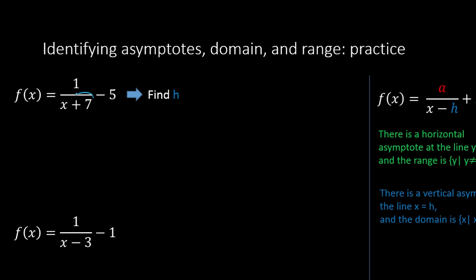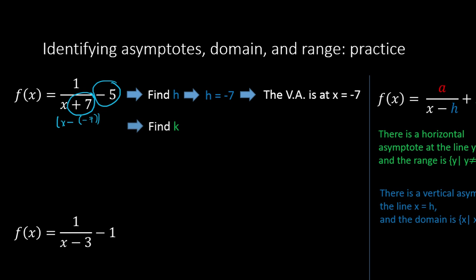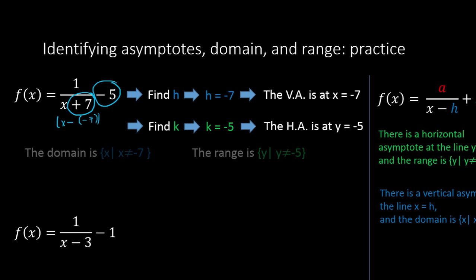Notice that I have this addition in the denominator happening and this negative 5. So again, I find h. I rewrite this as a subtraction, so x minus negative 7, so h equals negative 7, which means I have a vertical asymptote at x equals negative 7. K is equal to negative 5, so I have a horizontal asymptote at negative 5. That means my domain is x such that x is not equal to negative 7, because there's an asymptote there, and my range is y such that y is not equal to negative 5, because I have an asymptote there.